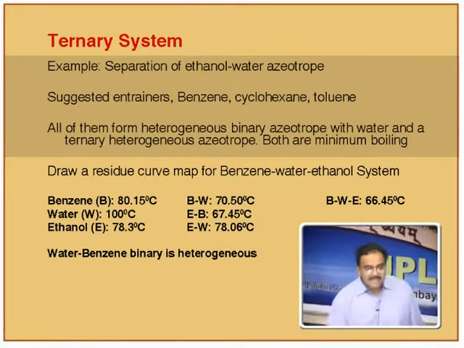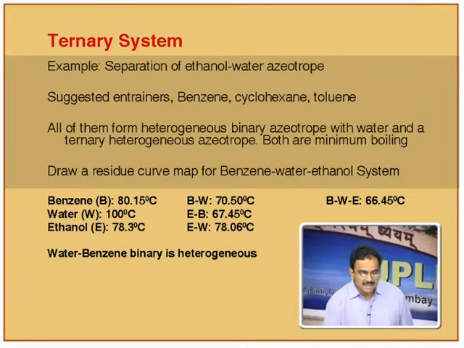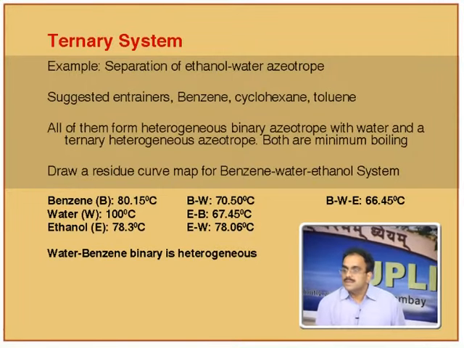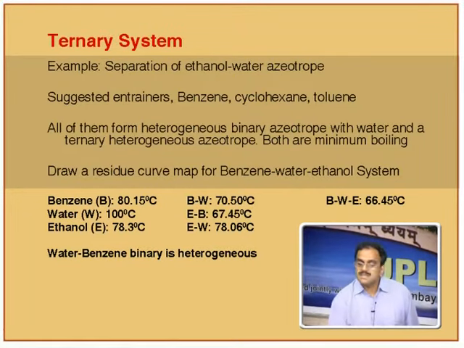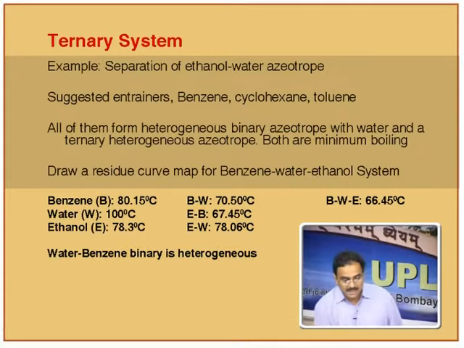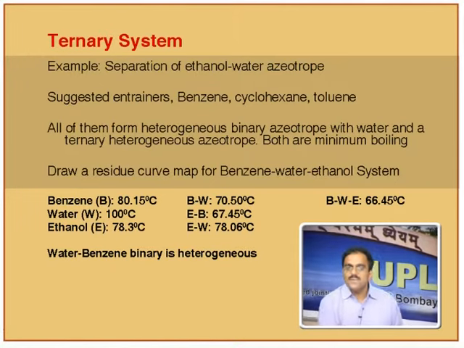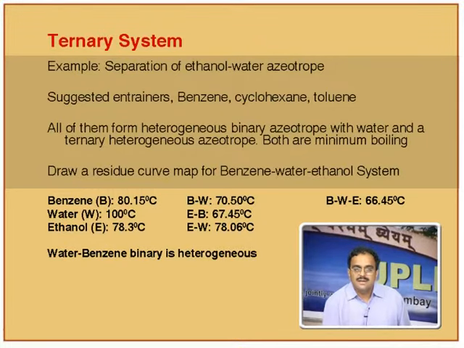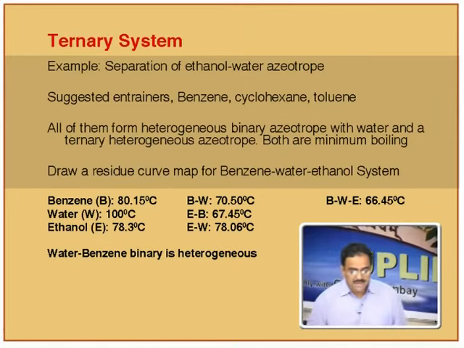Now let's draw a residue curve map for this system. This is the data given to you. Water boils at 100, ethanol at 78, and you have these binary azeotropes: benzene-water 70, ethanol-benzene 67, ethanol-water 78, and there is a ternary azeotrope. So how many nodes do you have in this case? 7, right? Because you have 4 azeotropes and 3 pure components.